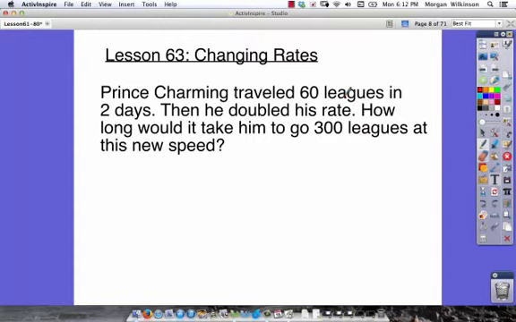Lesson 63 is about changing rates. And the first problem that we have today says, Prince Charming traveled 60 leagues in 2 days. Then he doubled his rate. How long would it take him to go 300 leagues at this new speed?